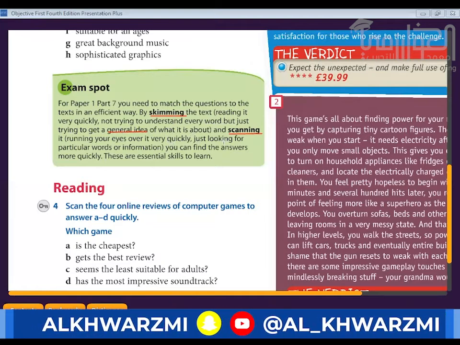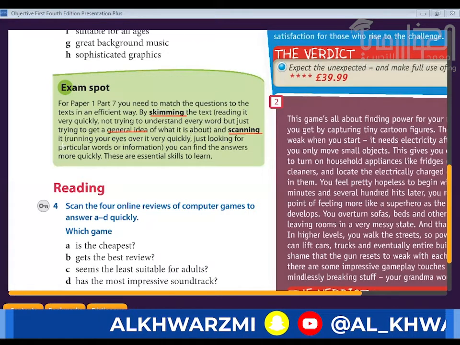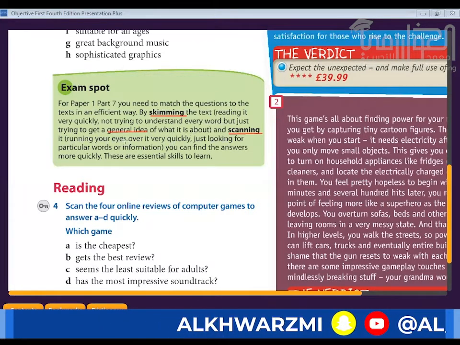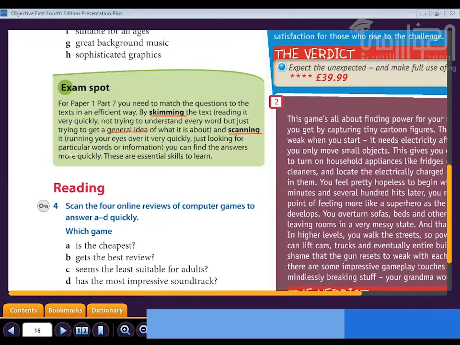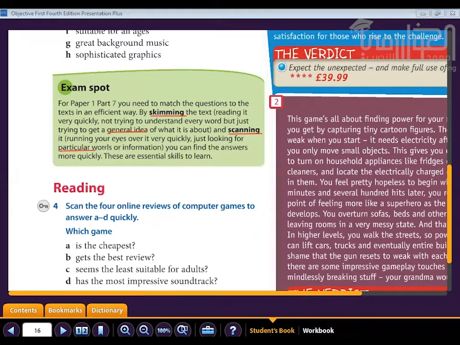And the second skill is when you read by running your eyes over the text very quickly, just looking for particular words or information. So when you look for tafasil, for details, for particular words, so you can see this is the key word, the key expression here, or information, particular, the word is particular or detail. We call it scanning. Read quickly for details is what we know as scanning.